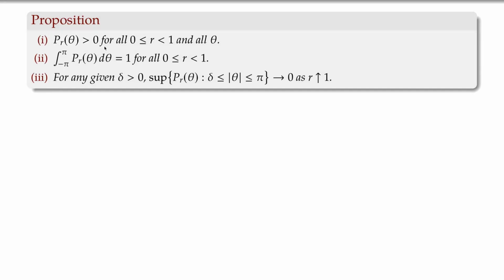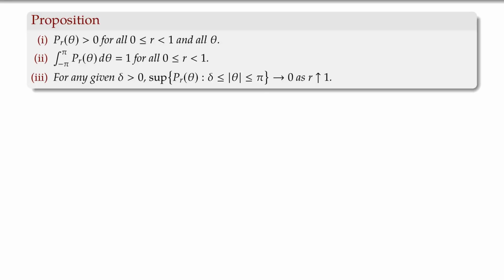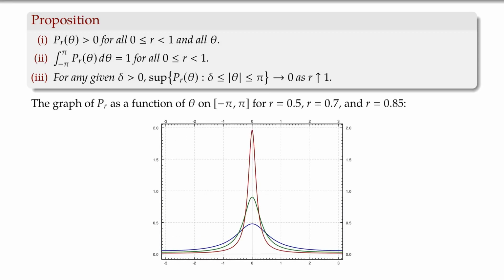So we actually get that the Poisson kernel on these two intervals, for any fixed delta, goes uniformly to 0. Of course, it does not go uniformly to 0 on all of minus pi to pi. And actually, it's a good thing to look at a graph of p sub r for various r.